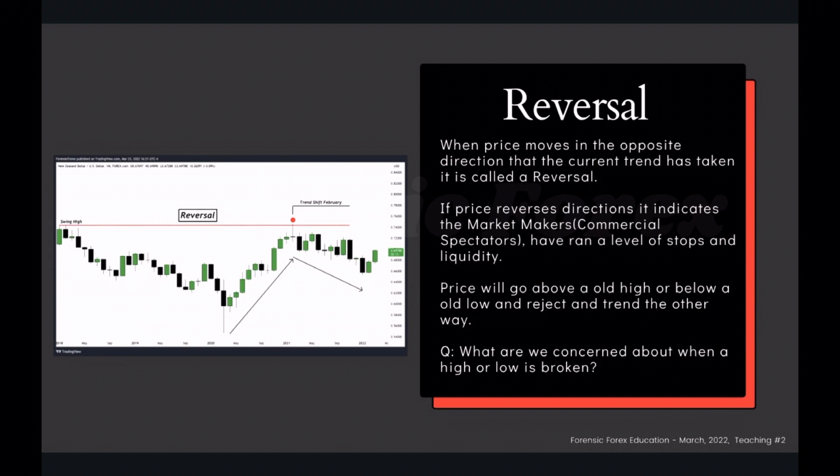When price moves in the opposite direction that the current trend has taken, it is called a reversal. If price reverses direction, it indicates that the market makers have run a level of stops and liquidity. Price will go above an old high or below an old low and reject and trend the other way. Question: what are we concerned about when a high or low is broken? Now on the left, we're going to take an example and look at what we see as a reversal.